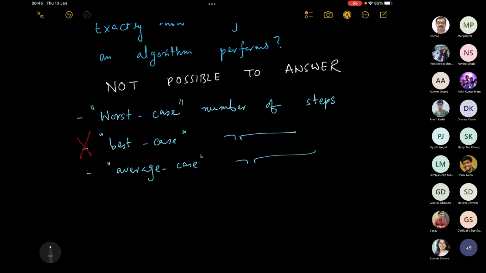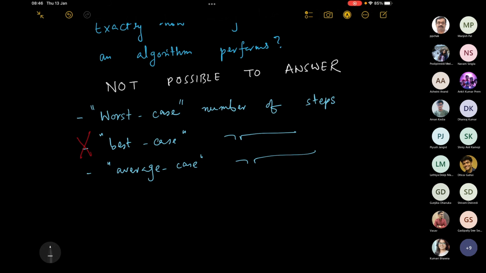Okay. But how about the average case? It sounds pretty good. You know, there could be an algorithm which takes many steps for only one or two inputs, and for everything else it is pretty fast. For them, the worst case is horrible.